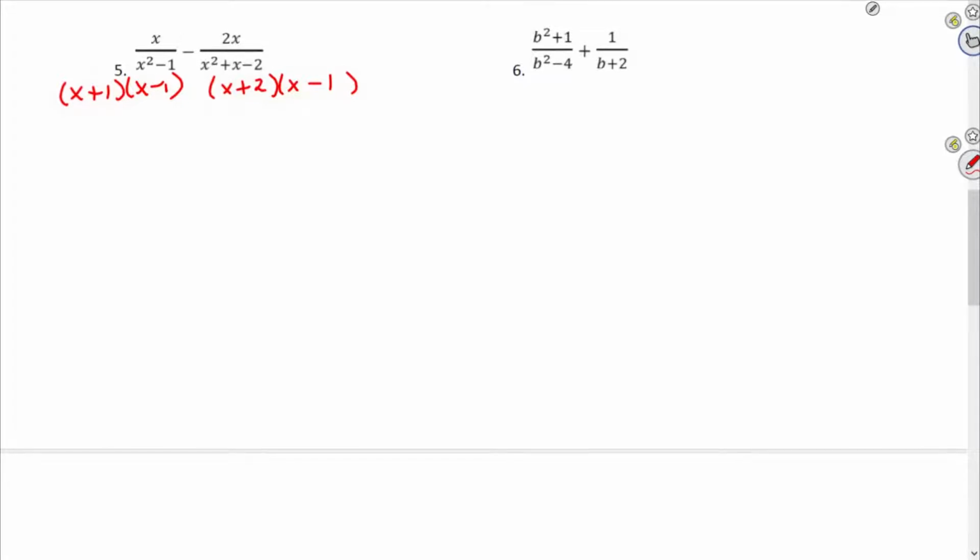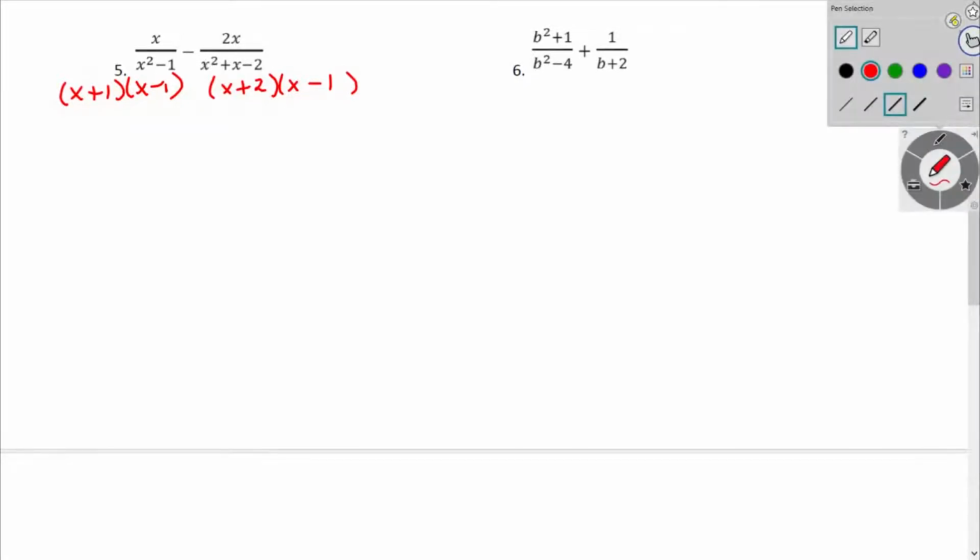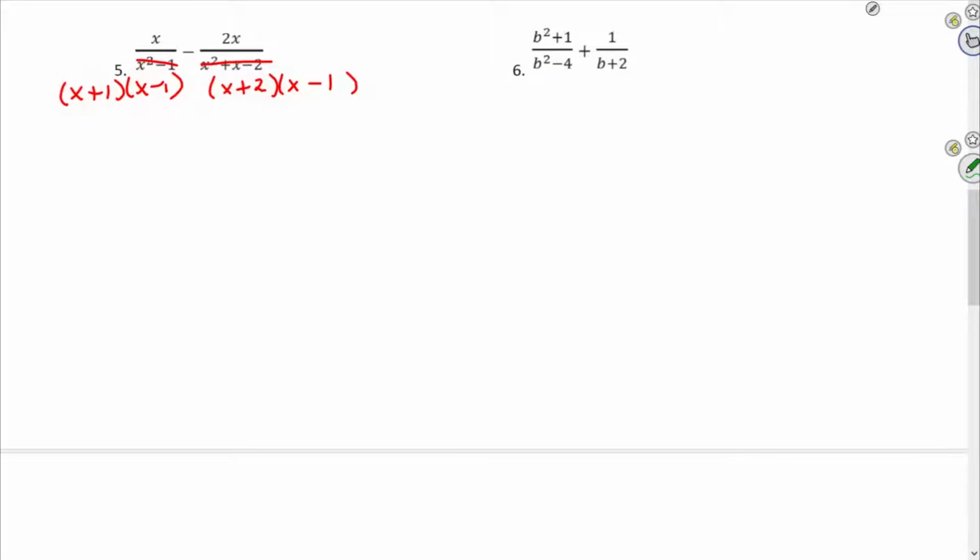Now I'm looking at the bottom thing that's factored, looking for that common denominator that you have to have when you're adding and subtracting fractions. I notice that this left side does not have this x plus 2. So I'll multiply top and bottom by x plus 2. And the right fraction is missing an x plus 1. So now on both denominators I have x plus 2, x plus 1, and x minus 1. So I now have a common denominator.